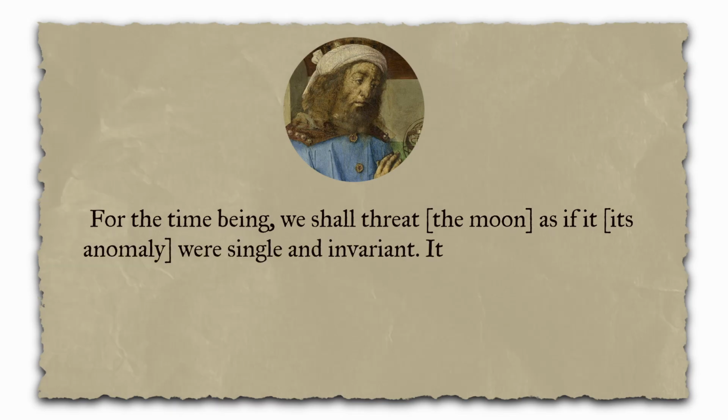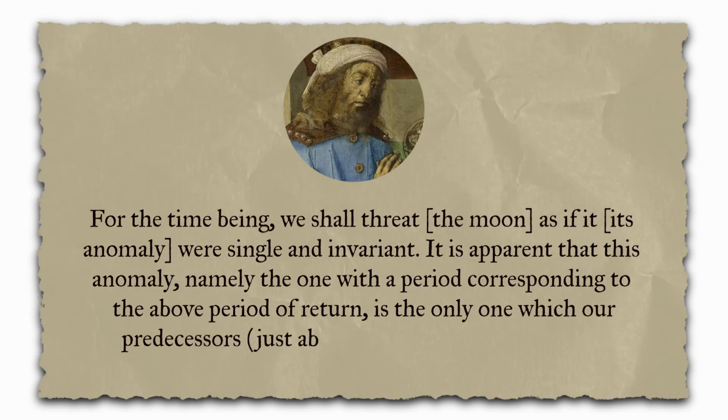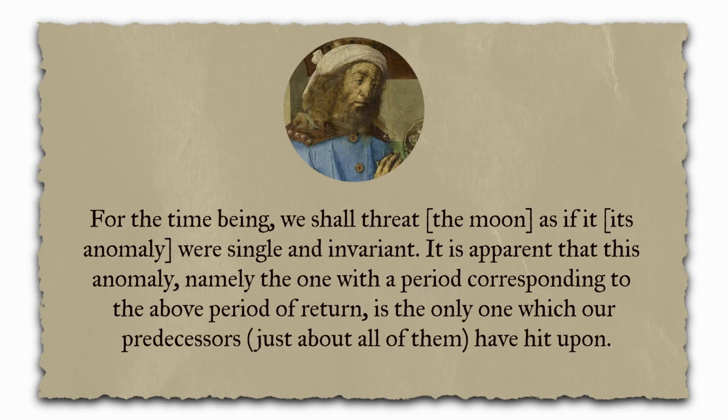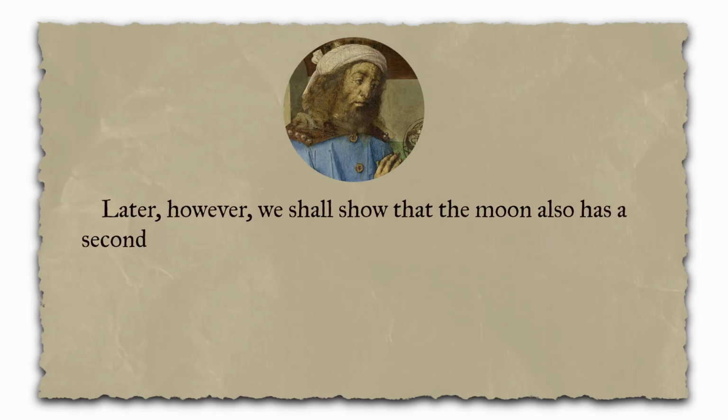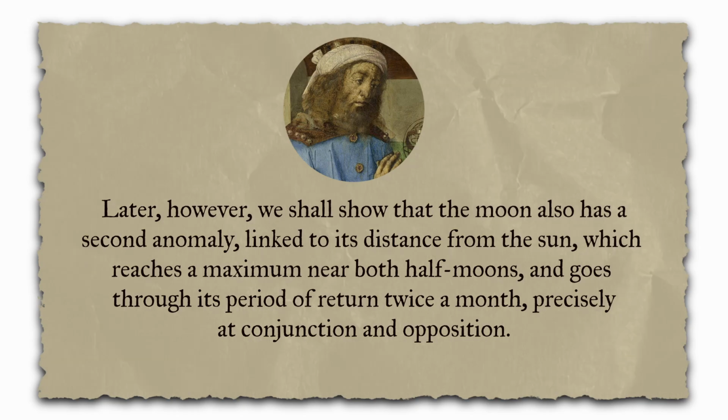He states that the model we're about to develop is treated as if it only has one anomaly in longitude, and that this anomaly corresponds to the above period of return, which is the only one which "our predecessors, just about all of them, have hit upon." But, as we'll see later, Ptolemy discovered a second anomaly linked to its distance from the Sun, i.e. the elongation. He tells us that this initial model works well when the Moon is precisely at conjunction and opposition, full or new phase, but has problems near the first and third quarter phases.